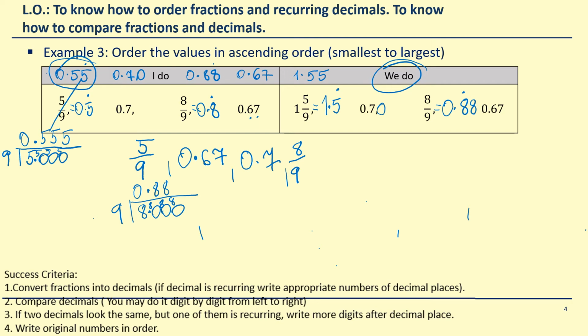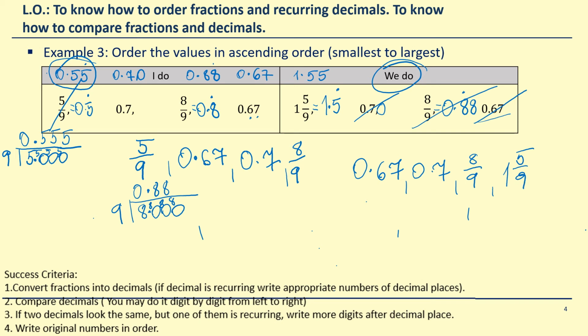So again, when you put them in order, the smallest one this time is 0.67. Next one is 0.7, then 0.8 recurring, which is 8/9. Remember, we put the original values. And the largest one is 1 and 5/9. If that's what you've got, well done.